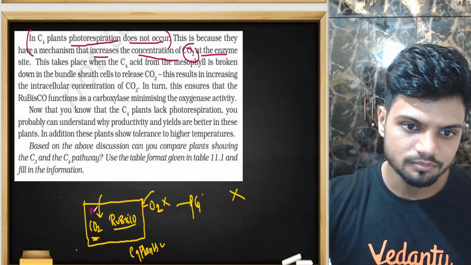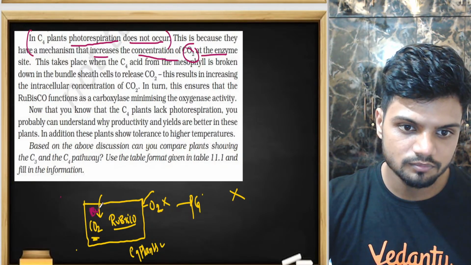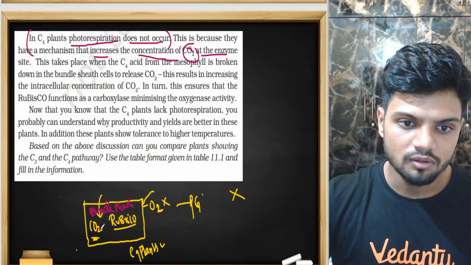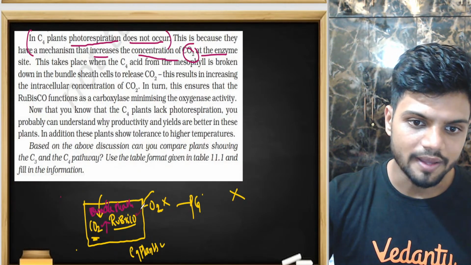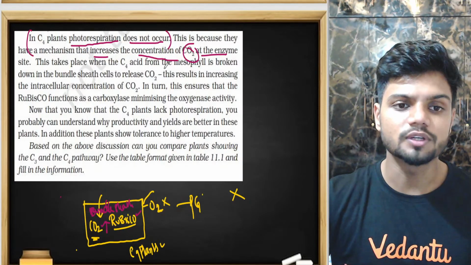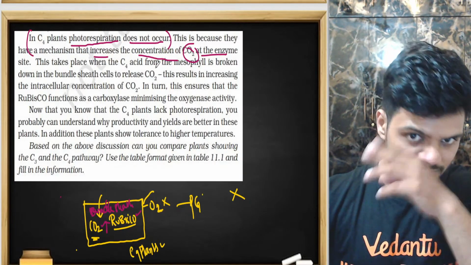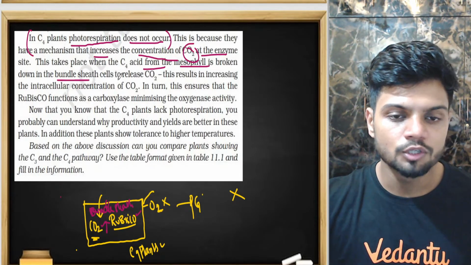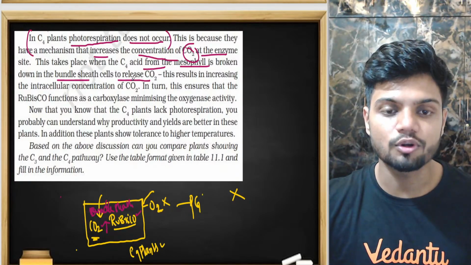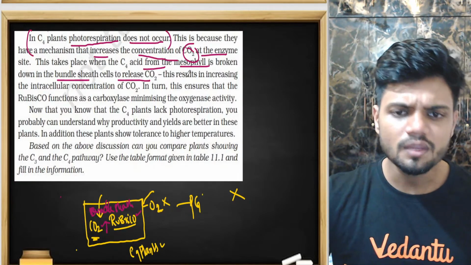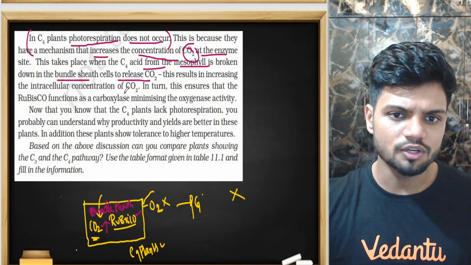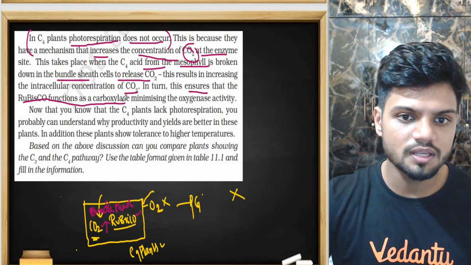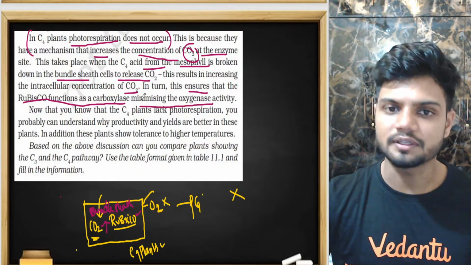This is called the bundle sheath cell. In this bundle sheath, we have high CO2 and the enzyme is present here. That's what they're telling you here. This takes place in the C4 acid. When the C4 acid from the mesophyll cell is broken down in the bundle sheath to release the CO2, that is, oxaloacetic acid is broken down to give pyruvate, this results in an increase in the intracellular concentration of CO2. In turn, this ensures that Rubisco functions as a carboxylase, minimizing the oxygenase activity.